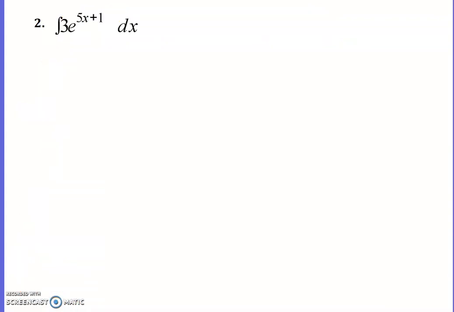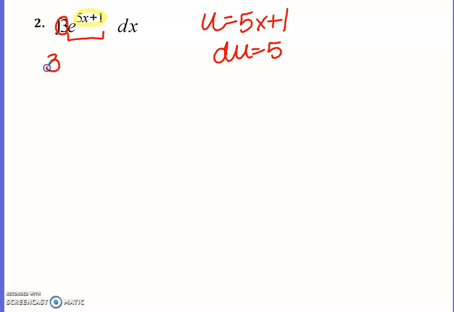Okay, so we have another example of this. We have e to the power of 5x plus 1. So this is what my u is going to be. I take the derivative. Back to my integral. Whatever is not a part of that gets moved in front of the integral, and I divide that by du, which we found was 5.